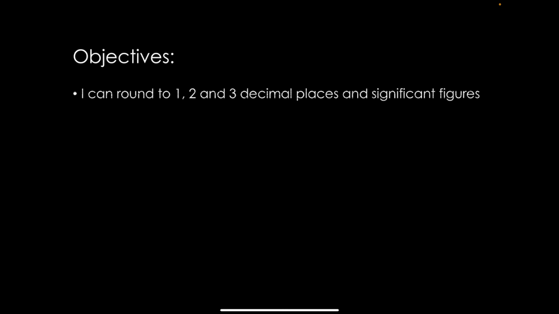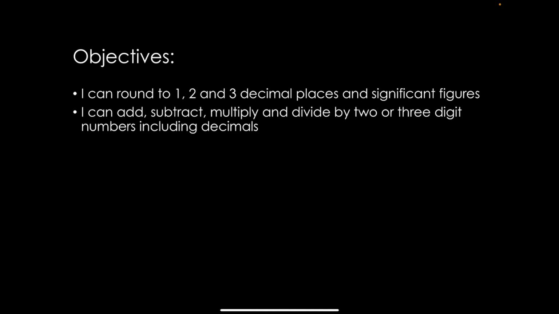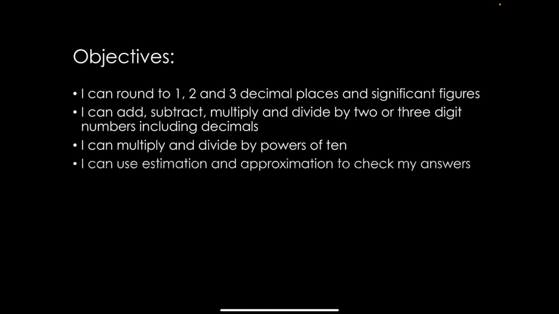So, in this lesson, your objectives are to be able to round to 1, 2 and 3 decimal places and significant figures, to add, subtract, multiply and divide by 2 or 3 digit numbers, including decimals, multiply and divide by powers of 10, and use estimation and approximation to check your answers. So let's get started then.